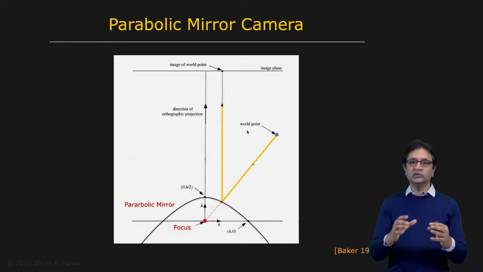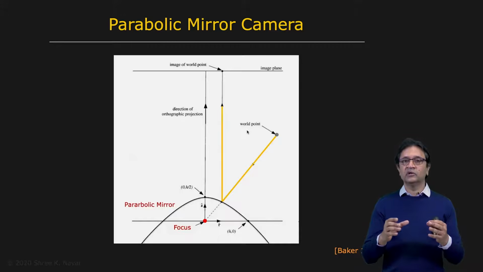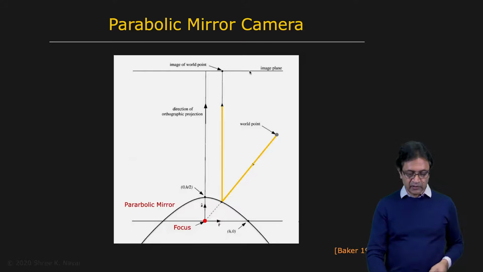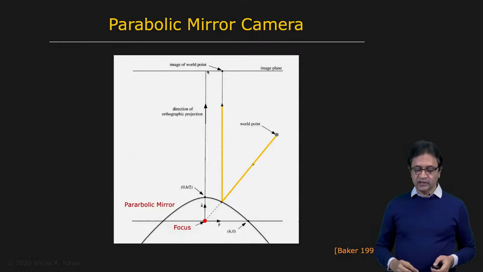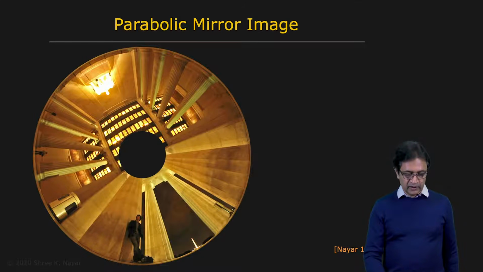So in this case, you don't use a perspective lens or camera, you use what's called an orthographic lens or a telecentric lens to capture these parallel rays of light and then create an image up here. So let's take a look at an image taken with a mirror camera. Here is the image.